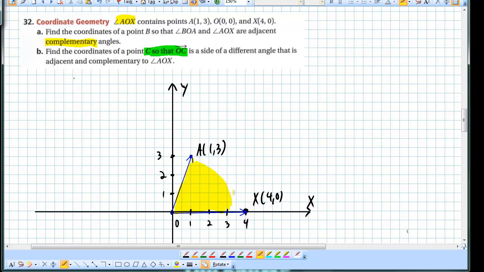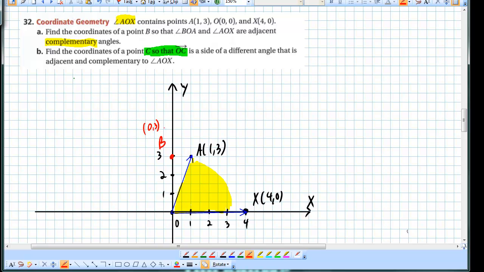So we want it to be complementary. What does complementary mean? Complementary means at 90 degrees. Can you see where you'd have to be to make a 90-degree angle? There's an easy answer, okay? You could just make a right angle like this, right? So you can make the point right here. B could be at 0, 3.